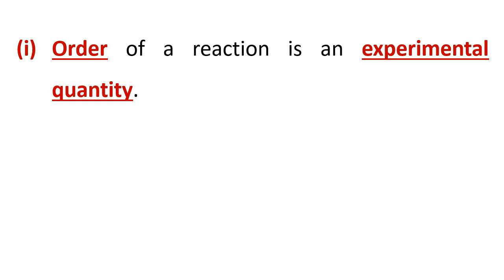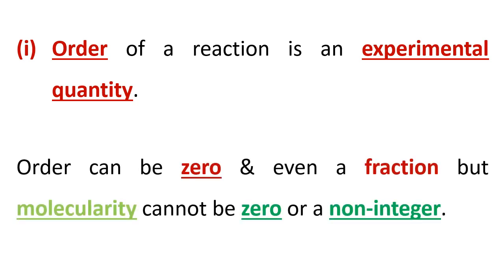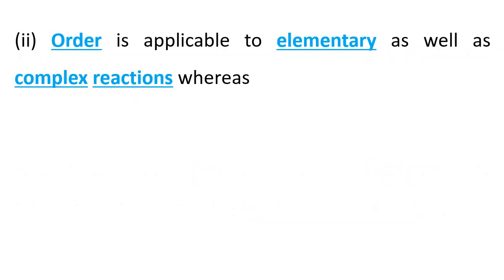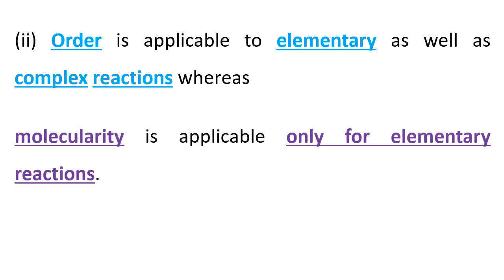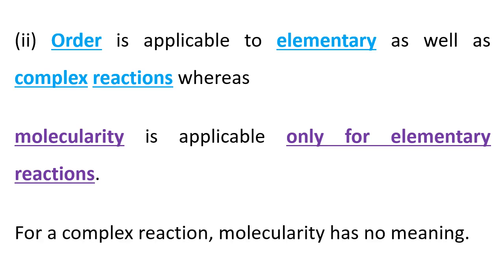Order of a reaction is an experimental quantity. Order can be 0 and even a fraction, but molecularity cannot be 0 or a non-integer. Order is applicable to elementary as well as complex reactions, whereas molecularity is applicable only for elementary reactions. For a complex reaction, molecularity has no meaning.